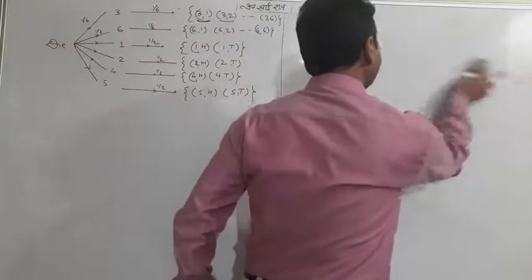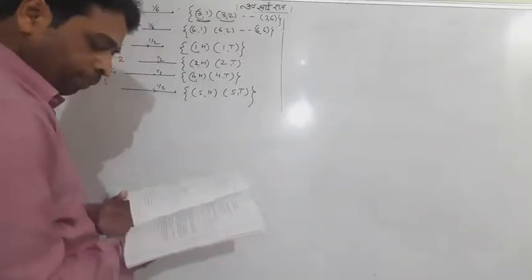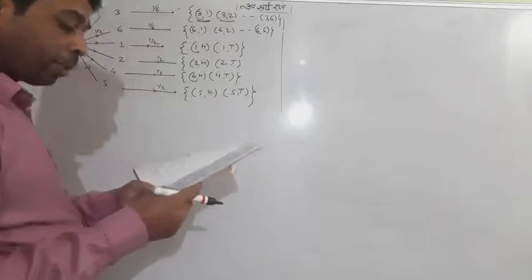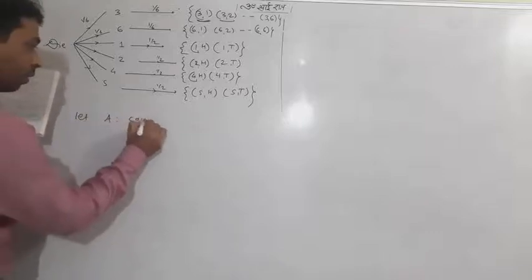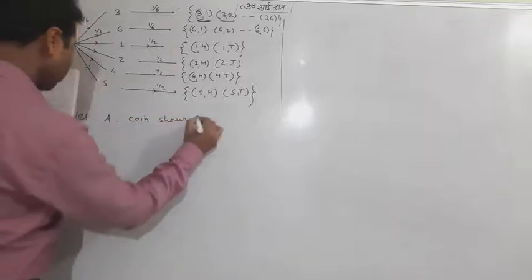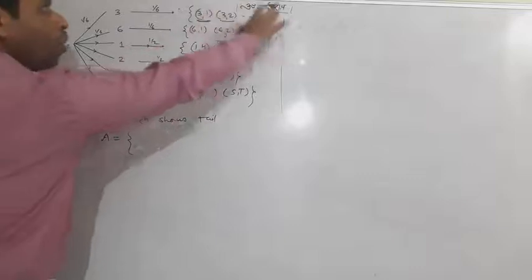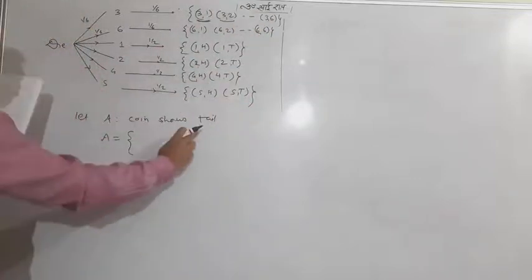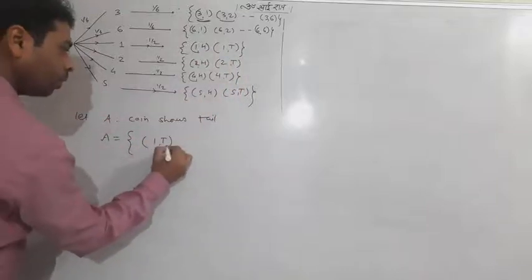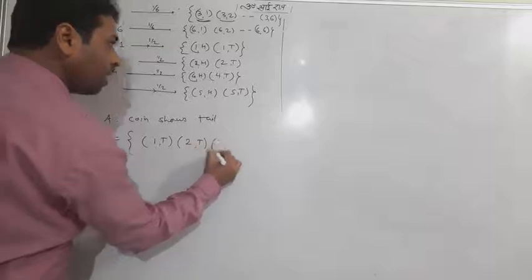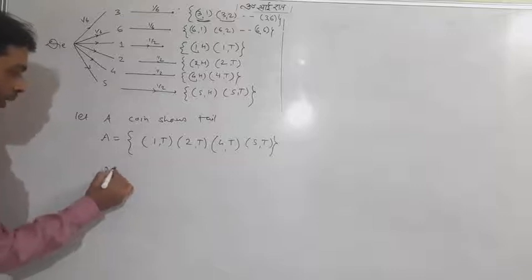Now the question we will study. The question is to find the conditional probability of the event that the coin shows a tail. Let A be the event the coin shows a tail. First of all I want to write what A is. Look at all the outcomes where the coin shows a tail. Here it is 1T, 2T, 4T and 5T. Easy. Don't find n of A, n of S, but go on to B.